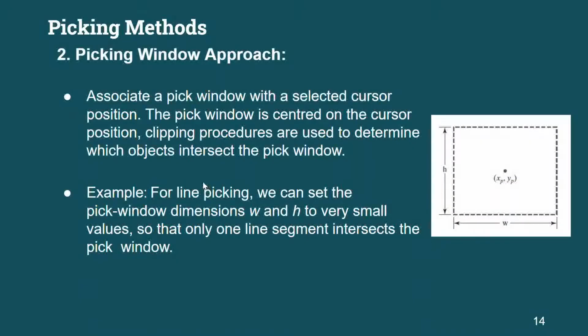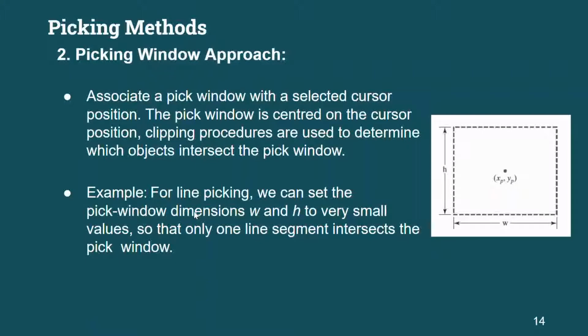So this is a second approach, the picking window approach. So we can form a window around the cursor position with height h and width w. When we form the cursor window, any object or element which falls in this window or intersects it will be picked. So we can form a window like this around any element or object we want to pick.